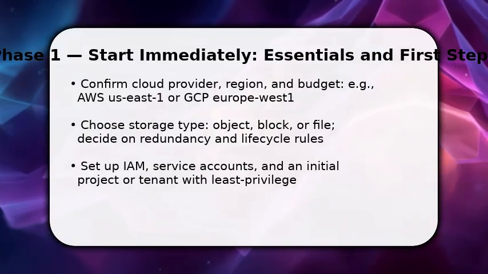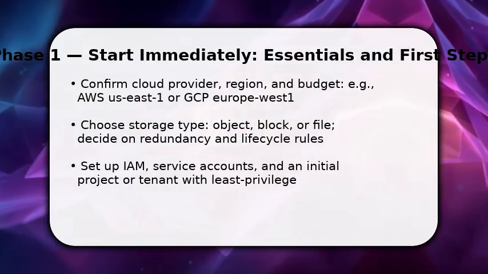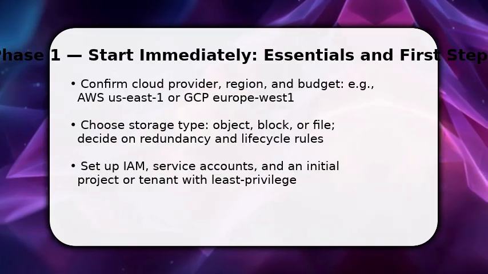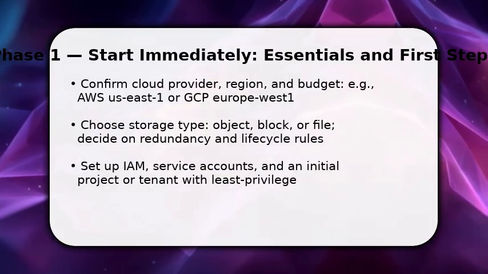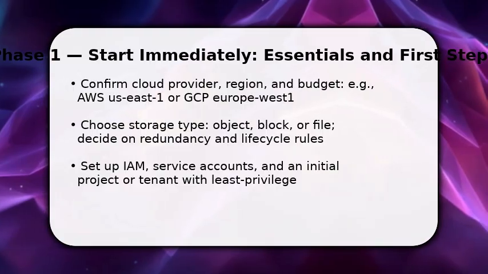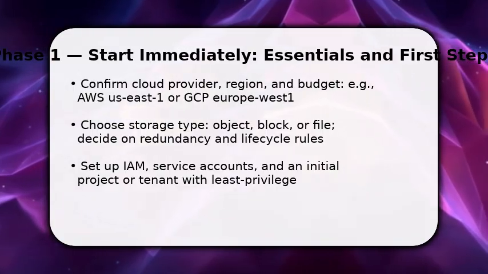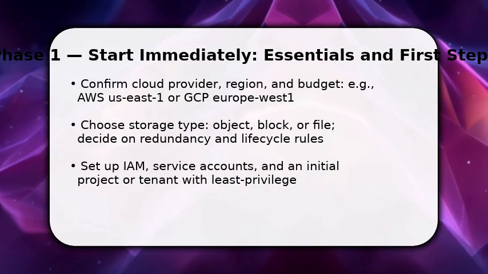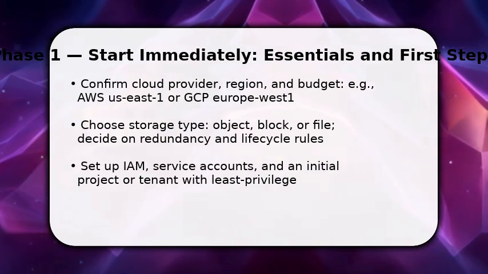Once done, create the project or tenant and configure IAM and a service account with least privilege. Also provision a billing alert to avoid surprises. Make sure to record API keys in a secret store. This prevents leaks and keeps automation working smoothly.